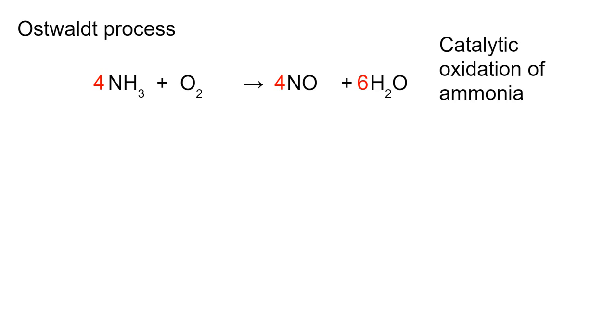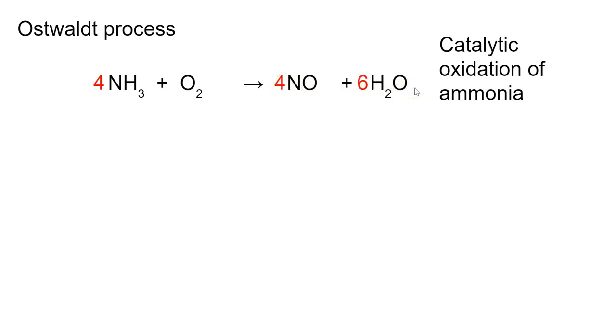Now, just for the sake of being thorough, let me check all my atoms again. I've got 4 nitrogens as reactants, and I have 4 nitrogens as products. Nitrogen check. I have 12 hydrogens as reactants. I have 12 hydrogens as product. Hydrogen check. Oxygen, I've got 4 plus 6.